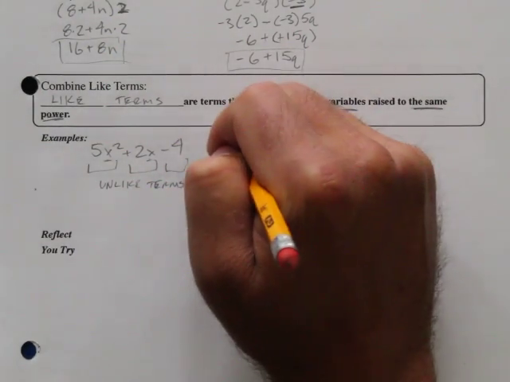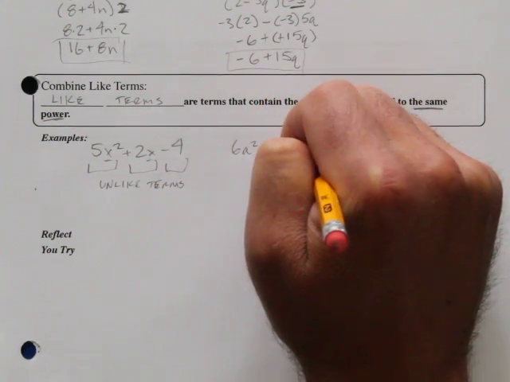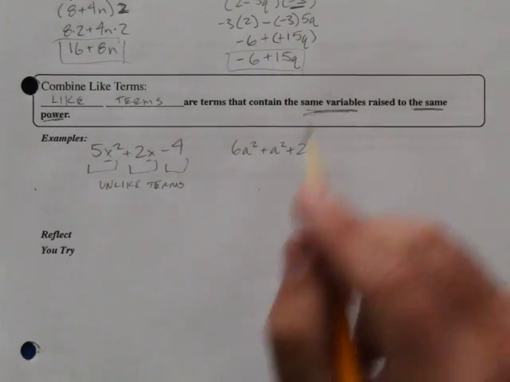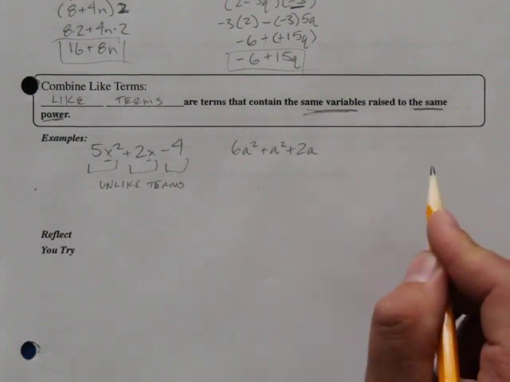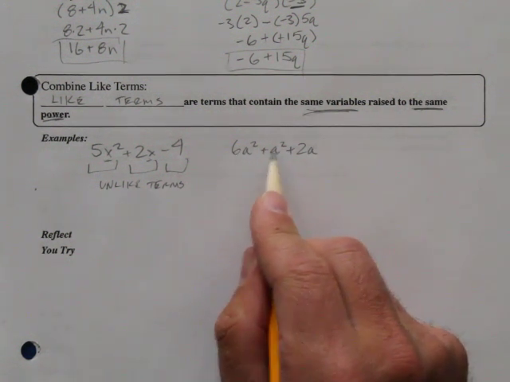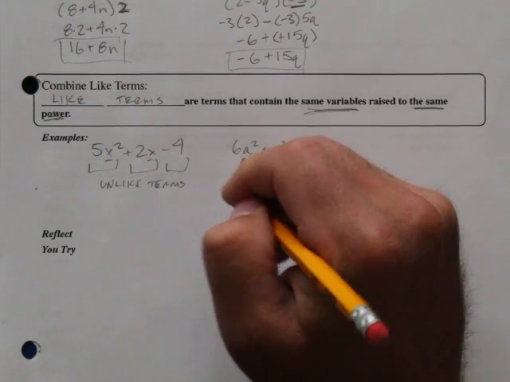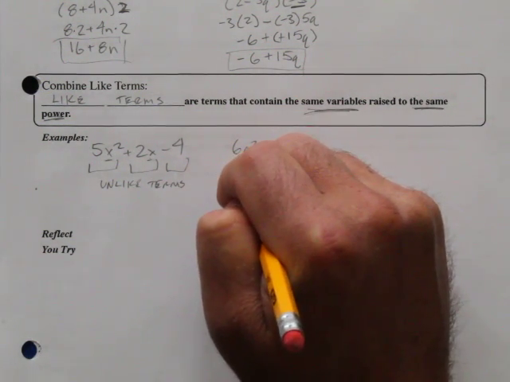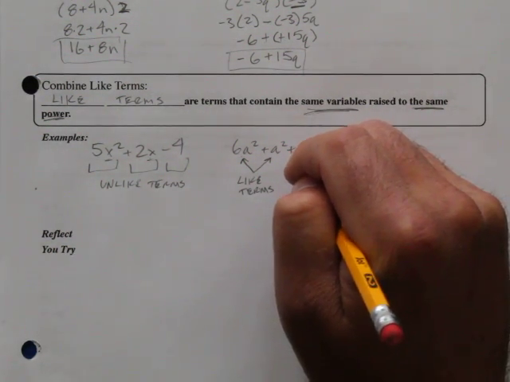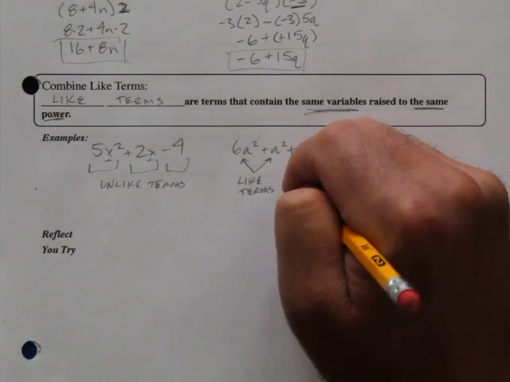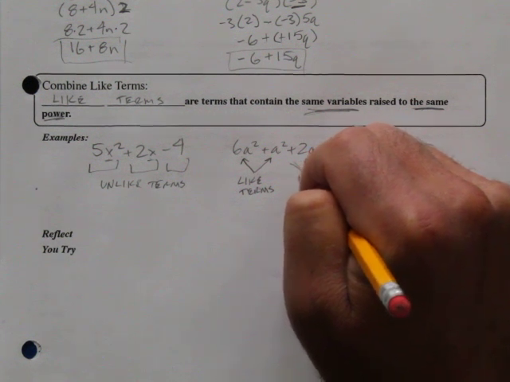Let's look at another example. 6a squared plus a squared plus 2a. Now, this time, I've got a squared here, a squared, and a to the first power. So these two terms are like terms. They have the same variable raised to the same power. So these are like terms. I can add these together if I want. And now this term is unlike those guys. Unlike terms.